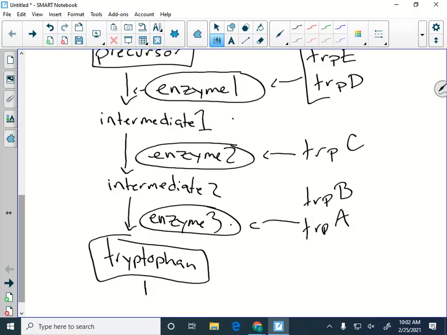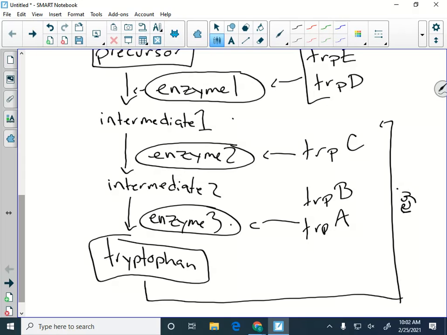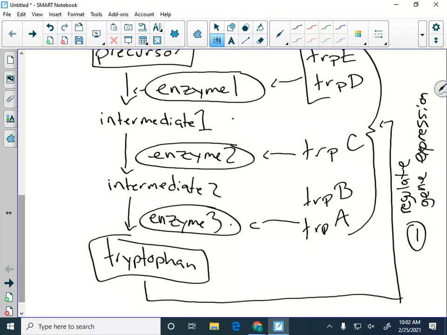Now, tryptophan can regulate gene expression. Go ahead and put a negative sign there because it is a negative regulation. So tryptophan can control all of these genes. I want to talk about how. That's what the whole goal is today.